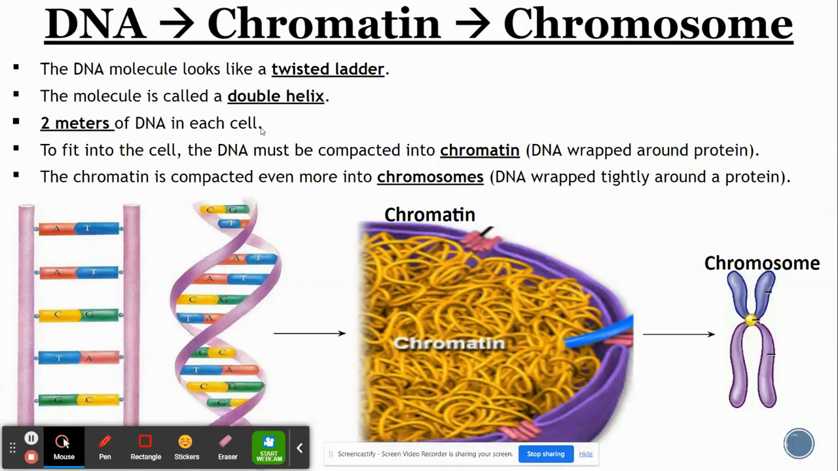So see this little period over here? A cell is even smaller than that. You can't even see it, okay? Yet you can fit 2 meters inside something smaller than this period. So how does that happen?